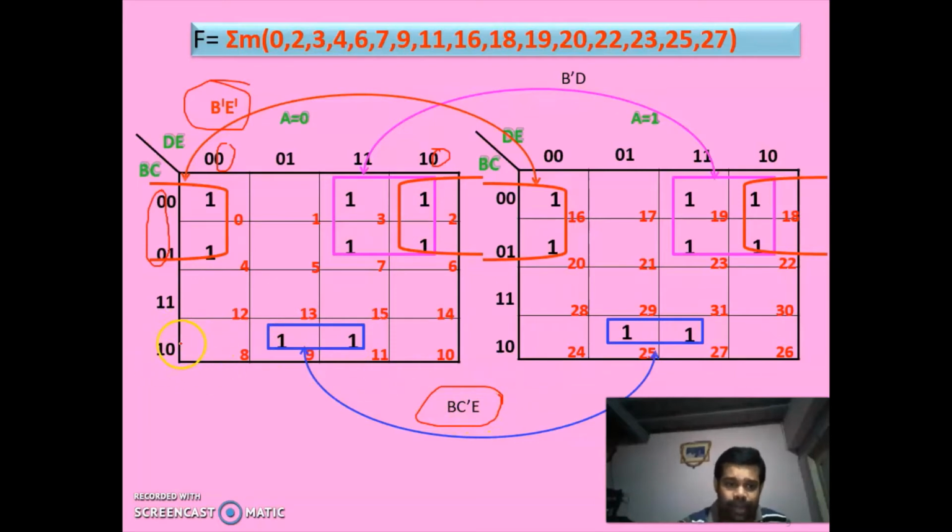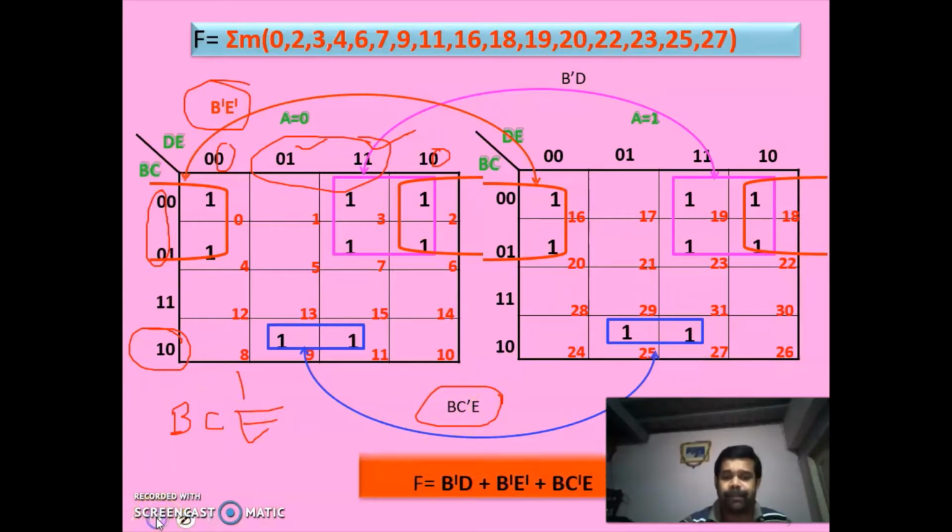So for this grouping we have considered this row, so b c bar, and you have considered these 2 columns. In these 2 columns, e is not changing. So b c bar e. So your answer is b bar d plus b bar e bar plus b c bar e.